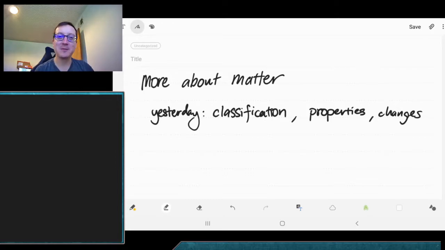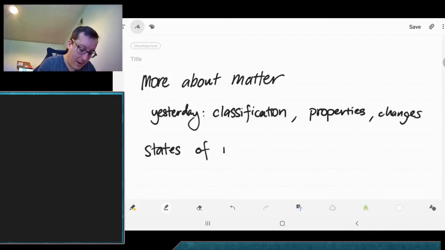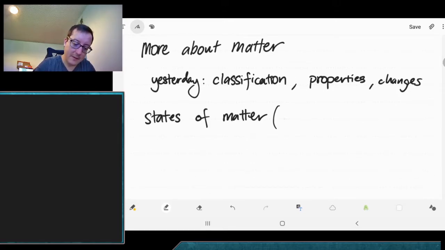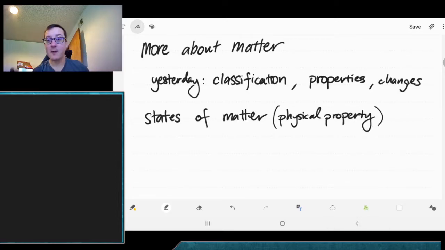Today we have just a little bit more about matter to talk about, and then we will talk a little bit about energy, and then we'll start talking about numbers. I'm sure all of you are excited to start talking about the math aspects of this class. So, let's go ahead and talk a little bit about the states of matter. Again, this is a physical property of matter, whatever state it happens to be in.